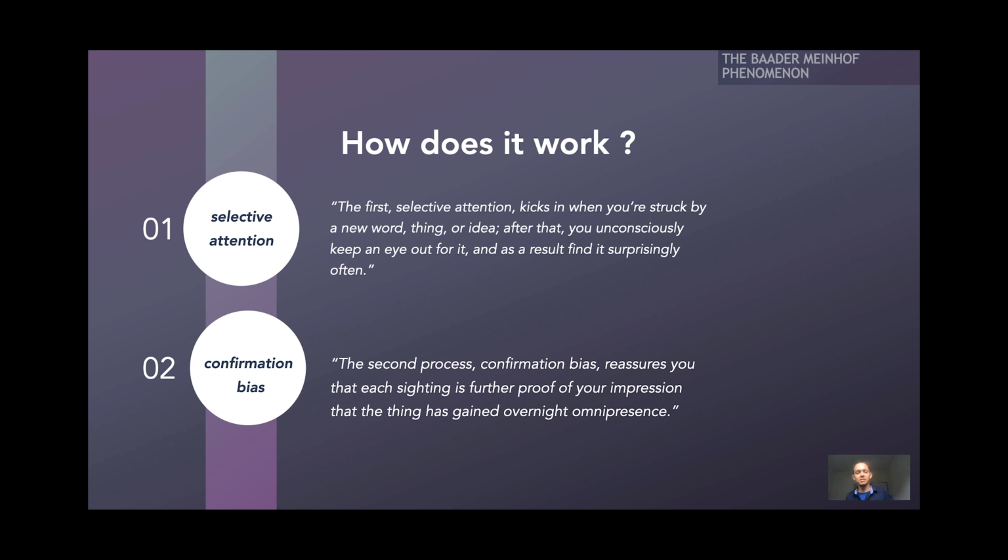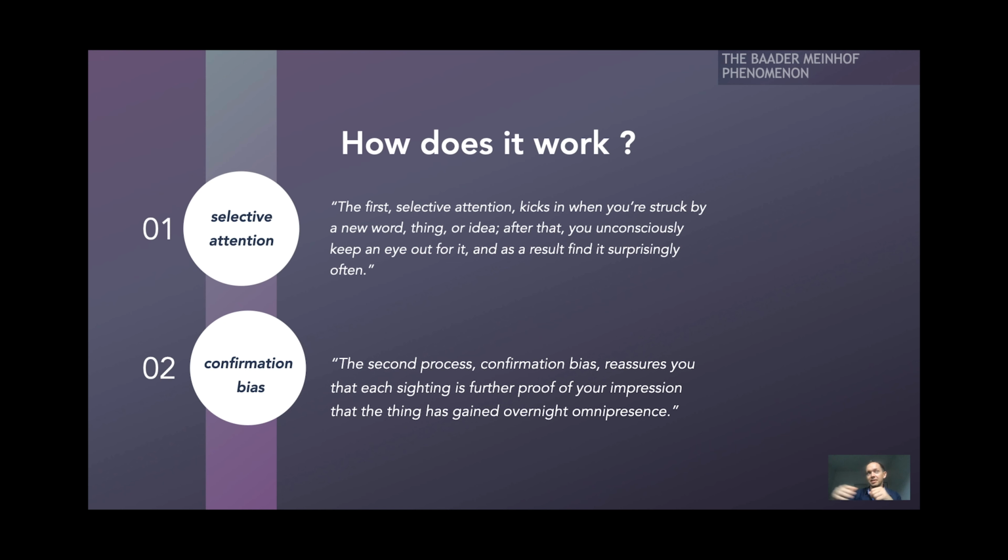Once we trigger this, we move to the confirmation bias. That's the second part of the process, right? It reassures you that each sighting is proof of your impression that, yes, this is the Baader-Meinhof terrorist group right now. So it's happening again, that's terrorism. Yes, this is Thailand 4.0. So we are confirming that what you know is true, and so you will keep looking for it.